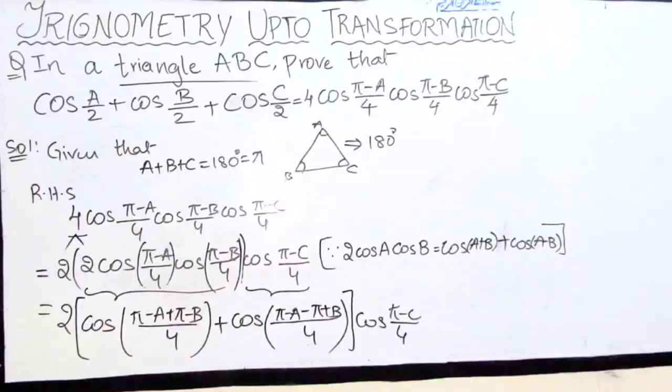Now what are the terms which we can cancel here? Plus pi minus pi will get cancelled and these two terms will get added. Pi plus pi becomes 2 pi.